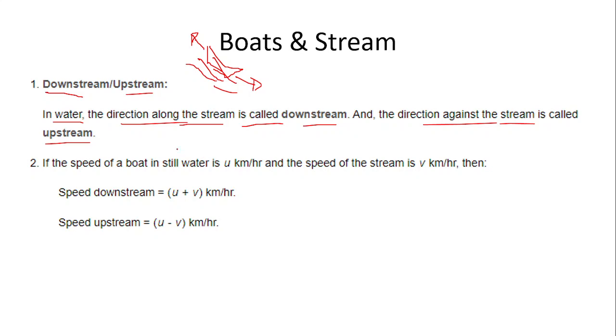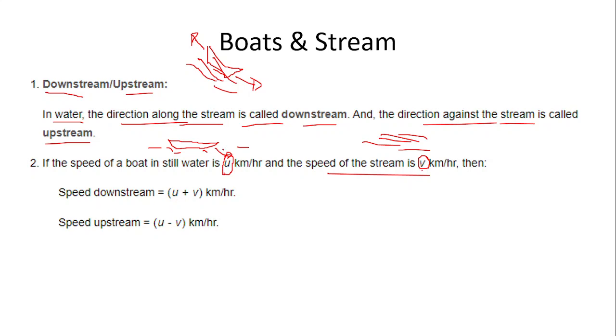Now, what is the speed of the boat in still water? Suppose there is still water, there is no movement and the boat is there. This is called U, speed of the boat in still water. Speed of the stream, when the stream is flowing, there is some speed, that is V. These two are again important. Speed of the boat in still water is U, speed of the stream is V.